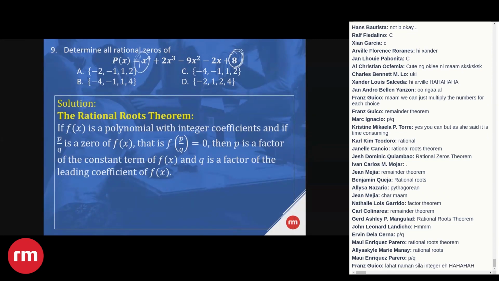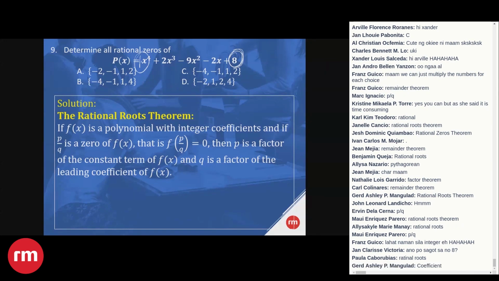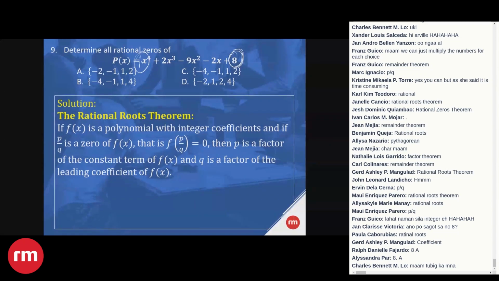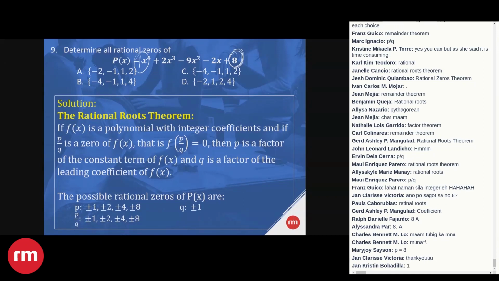So, ibig sabihin, kukunin nyo lang lahat ng possible factors ng 8, positive, negative factors ng 8, which is positive, negative 1, 2, 4, at 8. Divided by the possible divisors of 1, which is positive and negative 1. So, ibig sabihin, ang mga posibleng zeros ay positive, negative 1, positive, negative 2, positive, negative 4, at positive, negative 8.